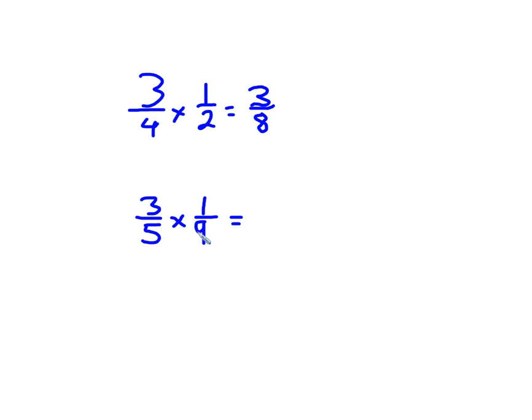So 3 and 9 can both be divided by 3. 3 divided by 3 is 1. 9 divided by 3 is 3. And then I can multiply straight across. 1 times 1 is 1. 5 times 3 is 15. So 1/9 of 3/5 is 1/15. Okay, so a little review on multiplying of fractions.